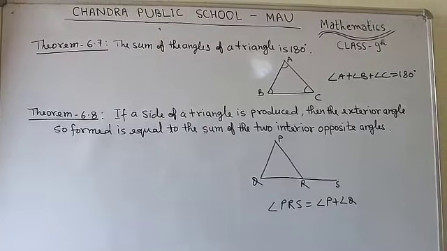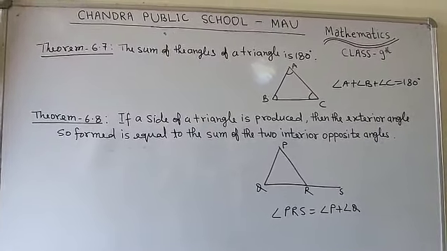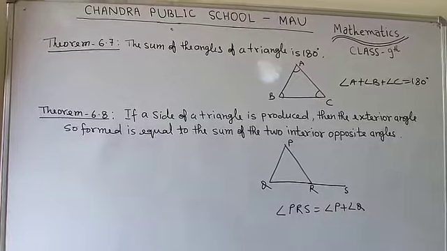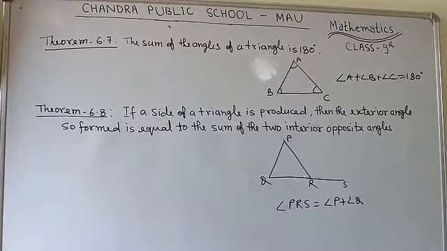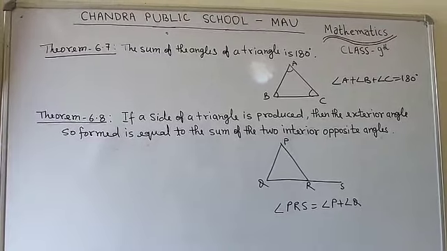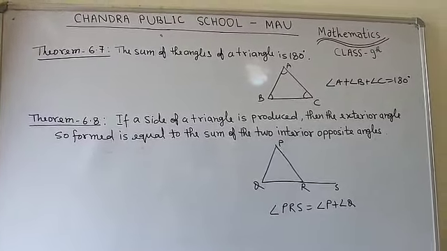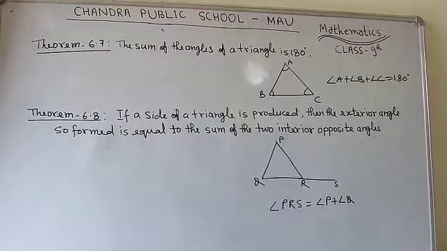So welcome, students. Today I am going to start exercise 6.3, but before that I will explain certain important theorems that are related to exercise 6.3. Here I have written theorem 6.7: the sum of the angles of a triangle is 180 degrees.